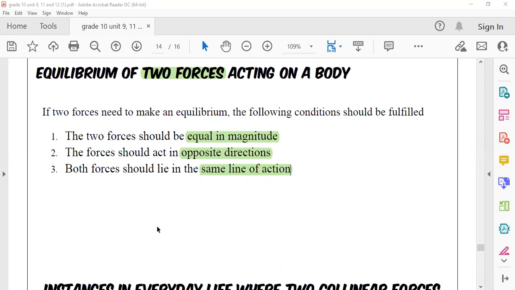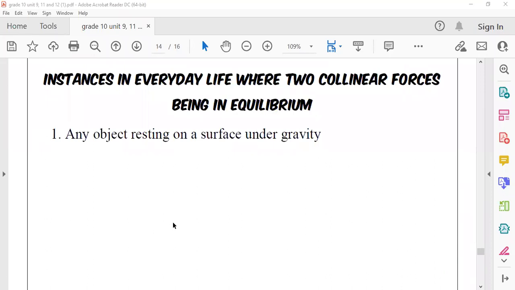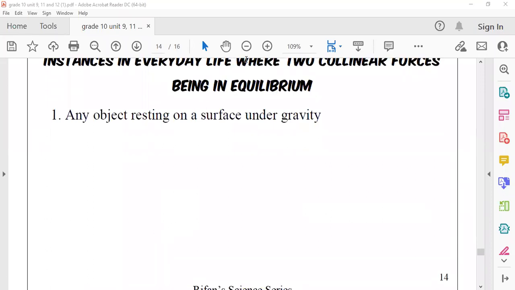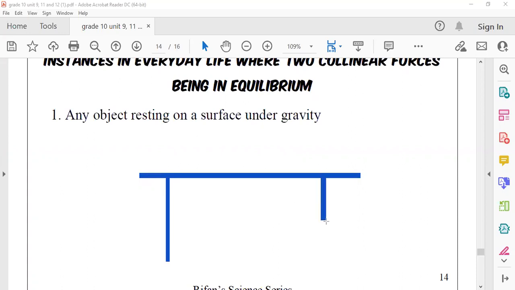Now, instances where this kind of equilibrium exists in our life. The first thing: an object resting on a surface under gravity. Here say this is a table. On this table, say there is a book on the table.